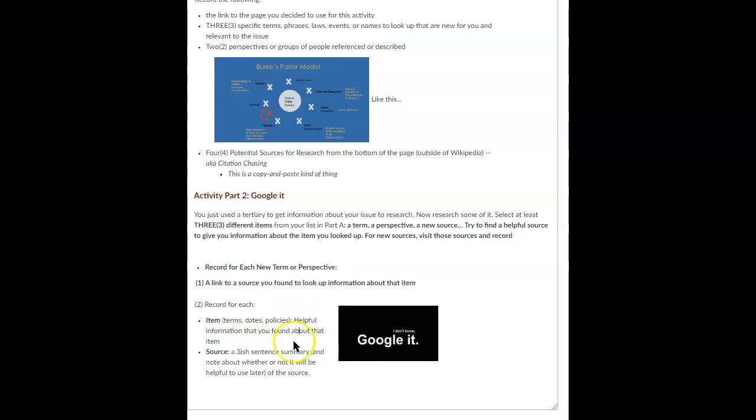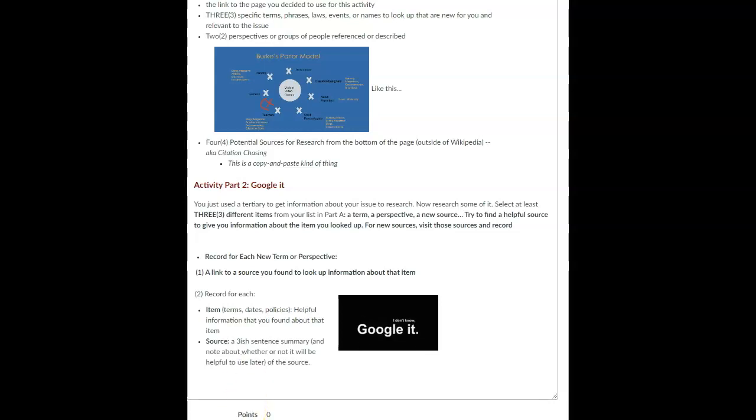you're going to record the link to the source you found and some helpful information. If it's a source you looked up, a little summary, maybe 2 or 3 sentences about what the source was about so that you can come back to it later. So you're going to record some notes. So 3 items. It could be your 3 sources, or it could be your 3 specific terms, or you can mix it up a little bit, but 3 items for each one. You're going to Google it, record the source that it came from, and then either a summary of that source or some helpful information that you found about that item. And that is what you're going to be doing for your tertiary sources activity that is due on Sunday, July 17th.